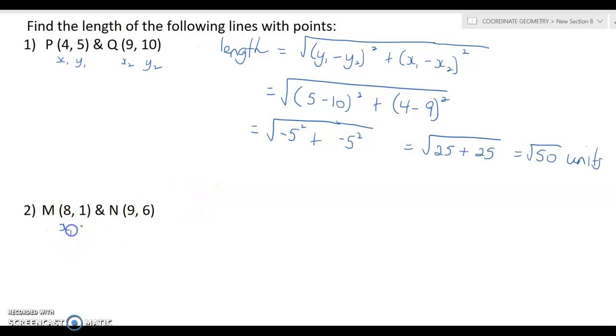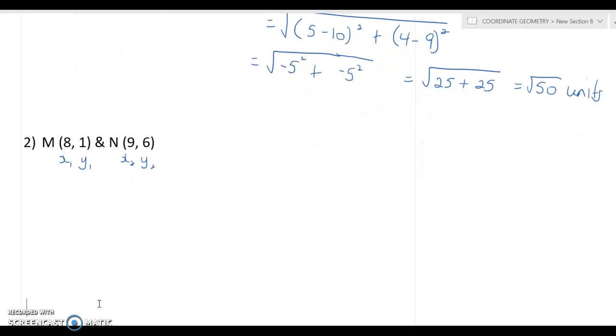Again, x1, y1, x2, y2. Now, I can't remember if I mentioned at the beginning, but pause the video and try the rest of the questions, and then press play when you're ready to check, right? All right, so let's just create some space here.